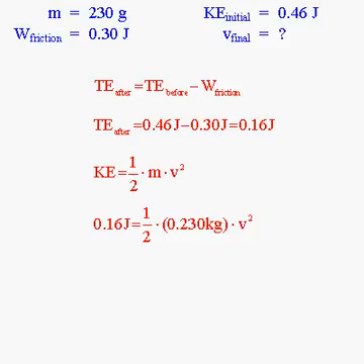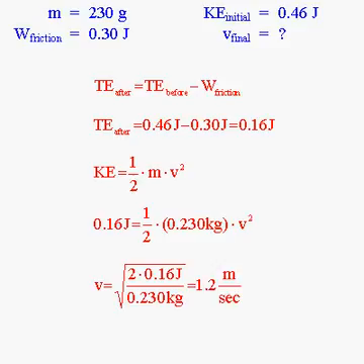And we don't know the speed. When we solve for the speed, we find that it's the square root of 2 times 0.16 joules over 0.230 kilograms. I've shown you how the units work out in this equation, so I'm not going to show you that again. However, when you do the work, you find out that the speed is 1.2 meters per second. So after friction has done its work, the car moves with a speed of 1.2 meters per second.